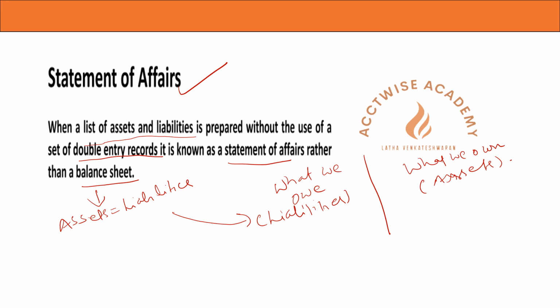We are going to estimate values for assets and liabilities according to the incomplete record. We are going to put the values here and here. It may not tally, so there may be a difference. We have to deduct liabilities from assets and you will get one net value. That net value usually will be our capital, either our opening capital or our closing capital.